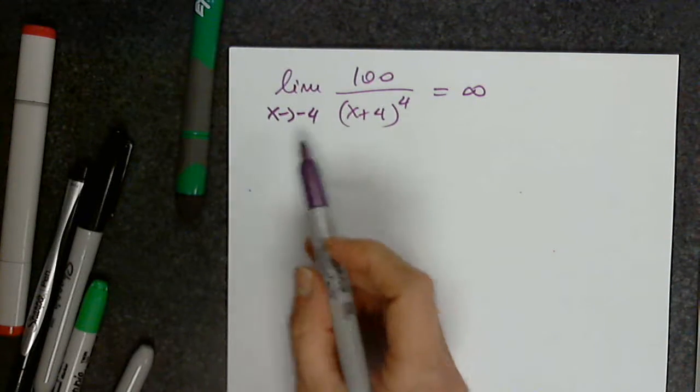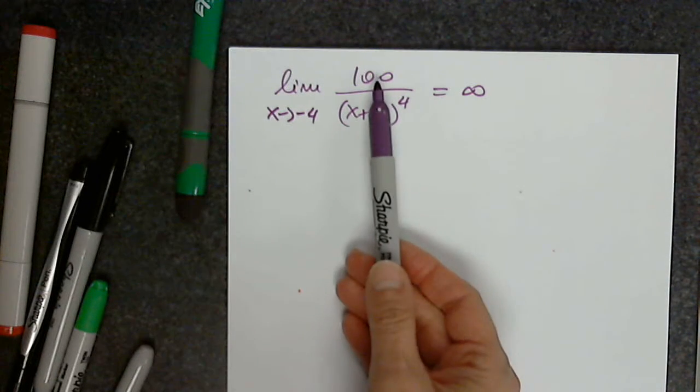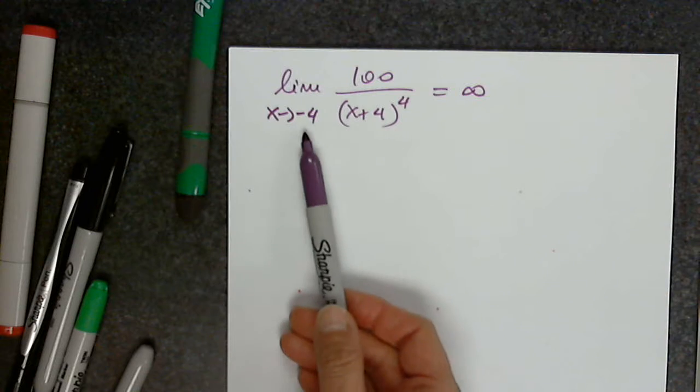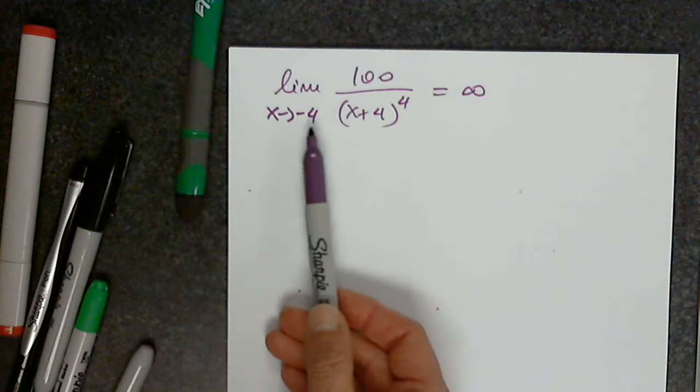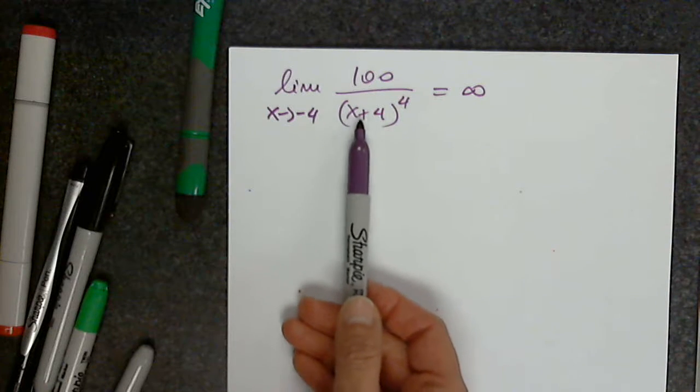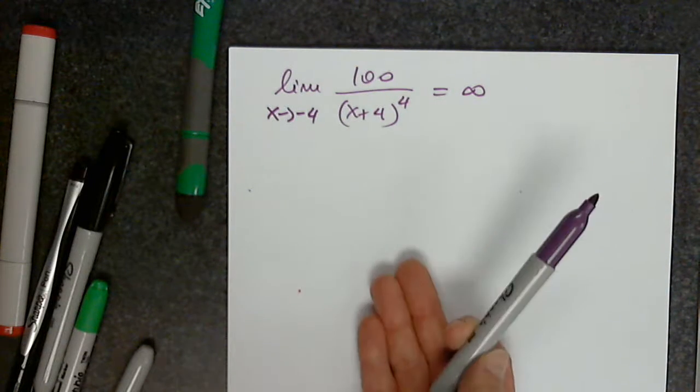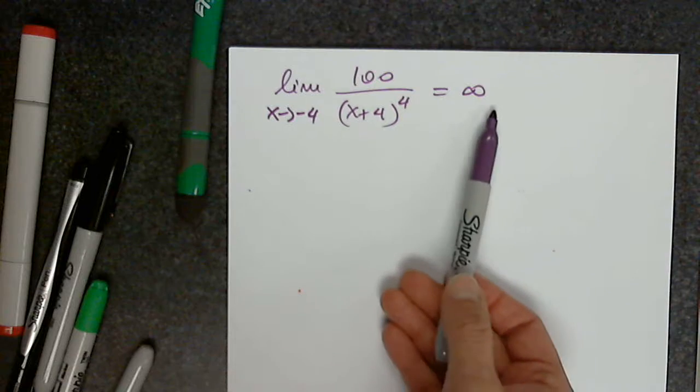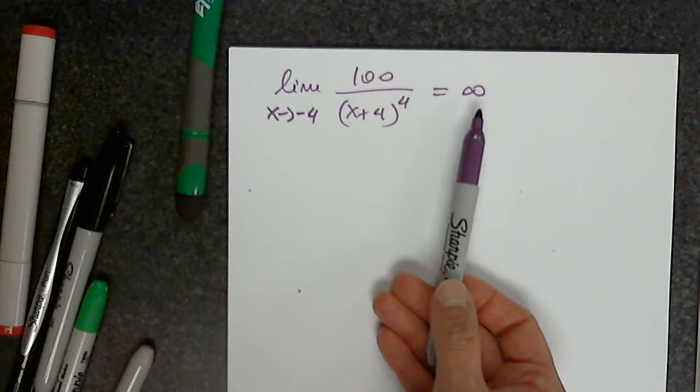So, is this true? Yes. It's 100 divided by positive no matter what. If you want to show left or right, which we should, this will still be 0 from the left, 0 from the right. 100 over positive 0 is infinity, no matter what.